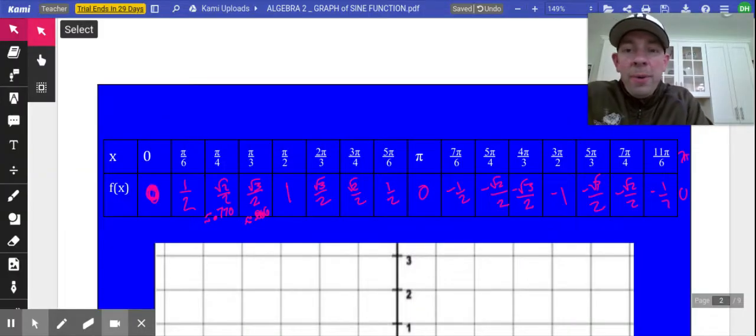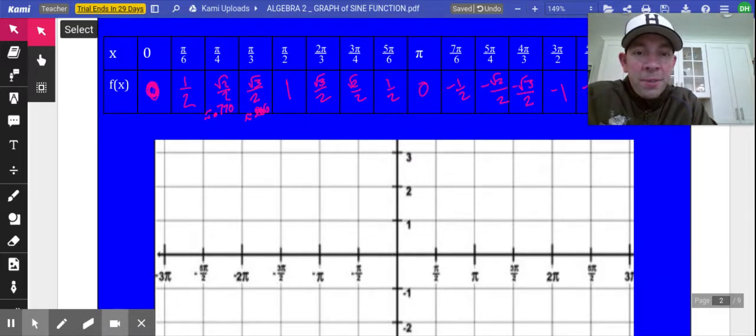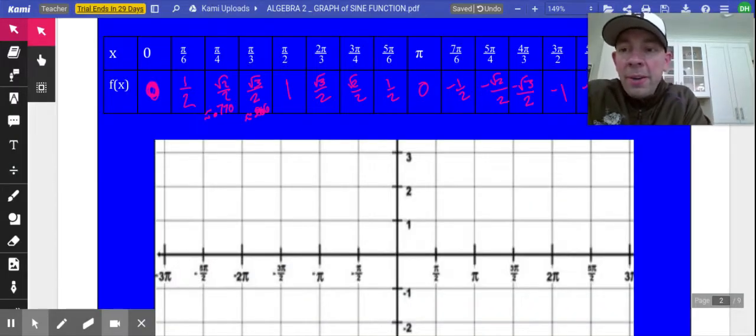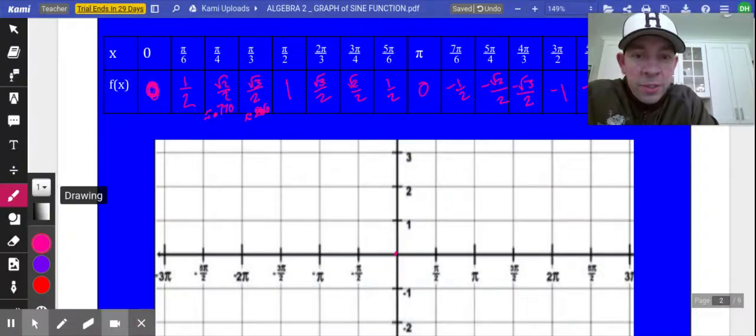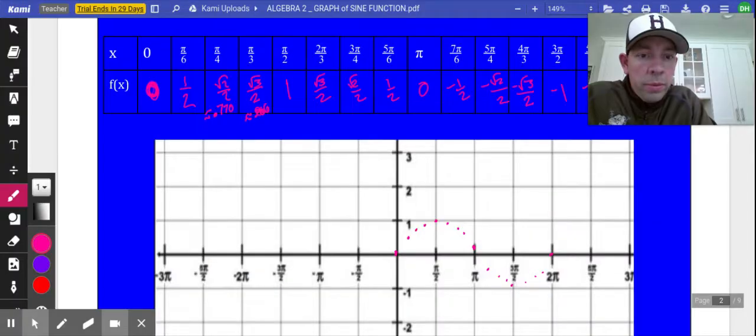So let's say I want to try to plot those points, right? Let's see how carefully I can do this. We're going to start at 0, then we go up to 1/2. Boom, boom, boom. Let's see, we got here, boom, boom, boom. Okay, so that's going to make a curve. It's going to give me this kind of hump right here. It's going to come down.